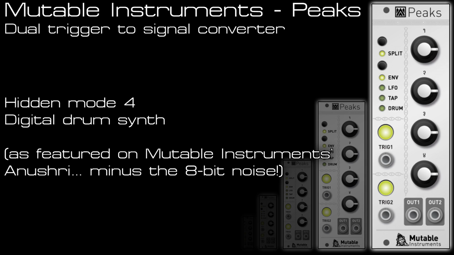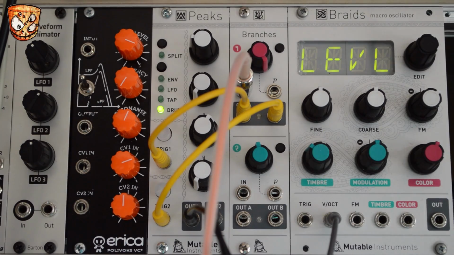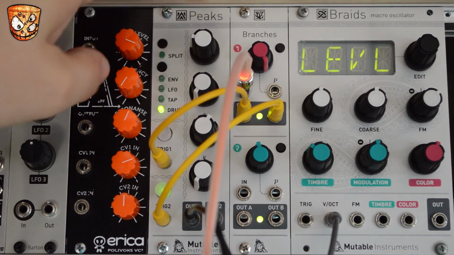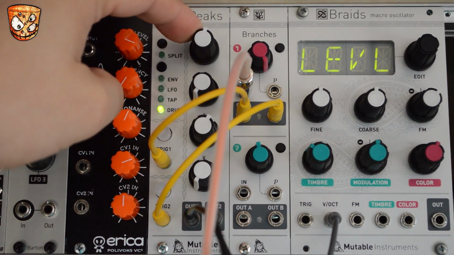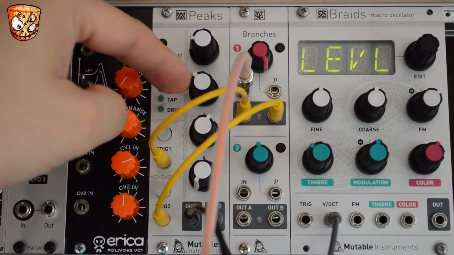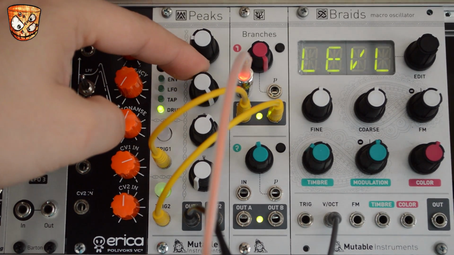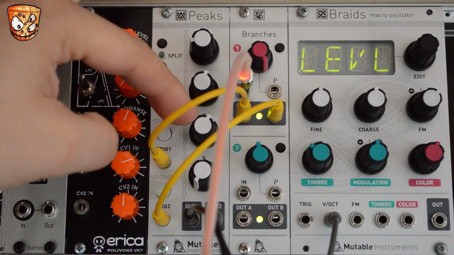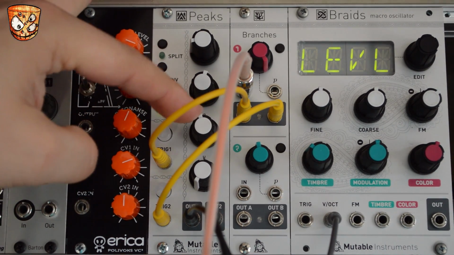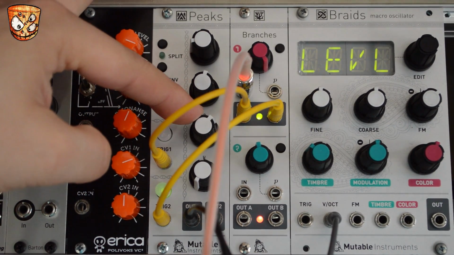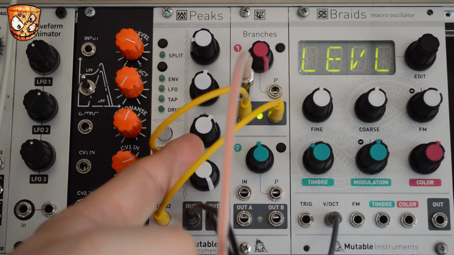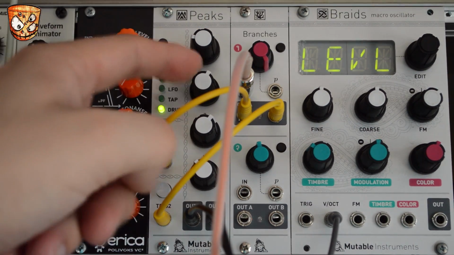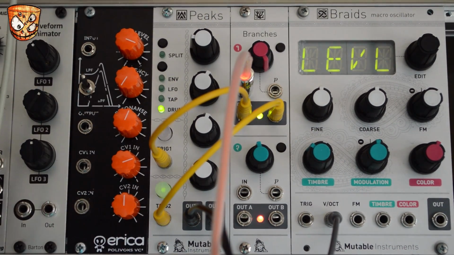I'm in hidden mode 4 now, which is extra drum sounds. This is an Anushri style synth drum generator for creating kicks, snares and all sorts of percussion. The top knob controls the pitch. The second knob controls the pitch envelope and the click and attack. The third knob controls the decay. And the fourth knob provides some waveform variation, slight distortion, sound and noise.